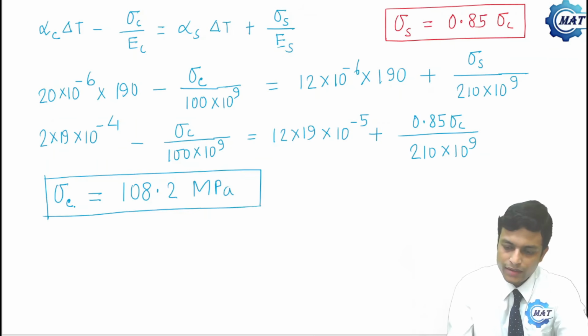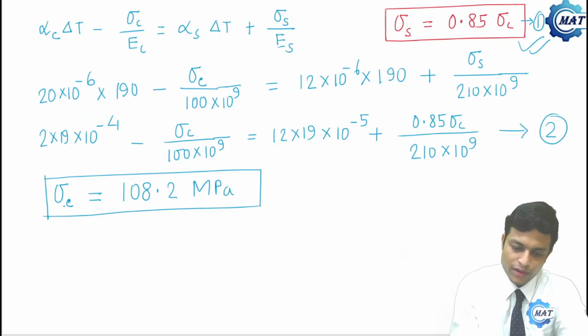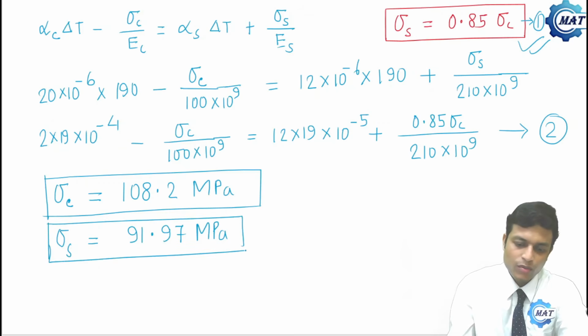If this is determined by putting the value of sigma c in this equation, that is, say this is equation 1 and this equation is equation 2. Now putting the value of sigma c into equation 1, you will get the value of sigma s. Sigma s is 91.97 MPa. So we have determined the stresses both in copper rod and steel tube.